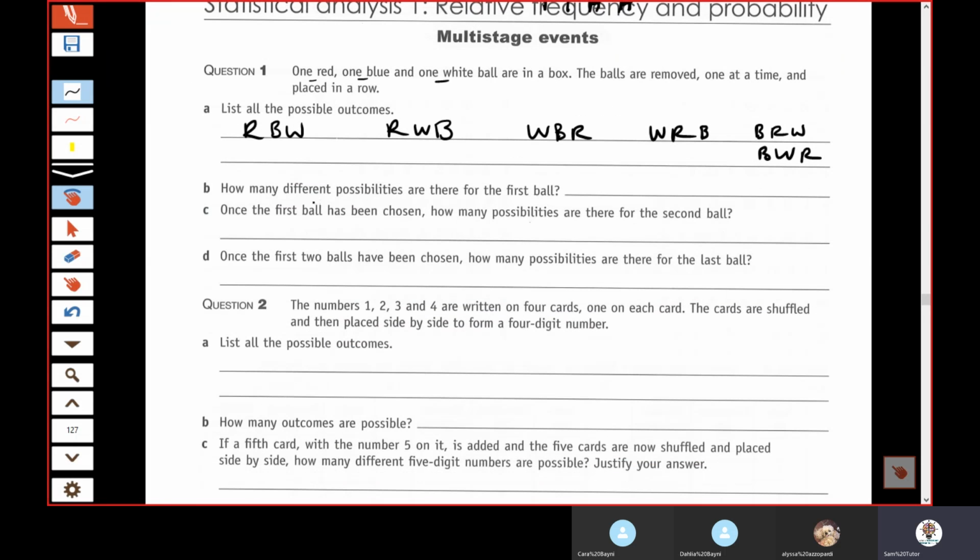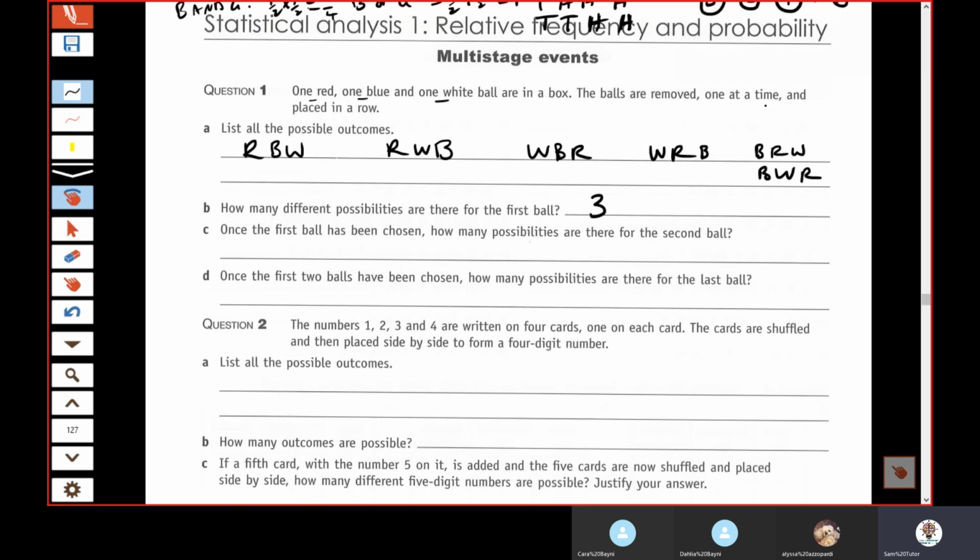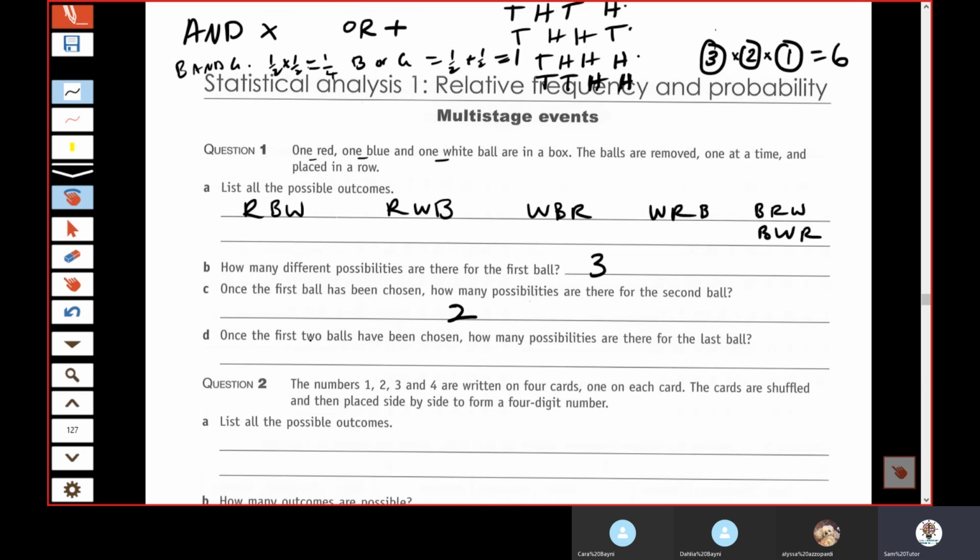So no. How many different possibilities are there for the first ball? Well, obviously there are 3 different possibilities for the first ball. It's either red, white, or blue. So 3. Once the first ball has been chosen, how many possibilities are there for the second ball? Oh, look, I think they're making you do what I just showed you. 2. Of course, once the first 2 balls have been chosen, how many possibilities are there for the last ball? 1. Any questions about that? No.